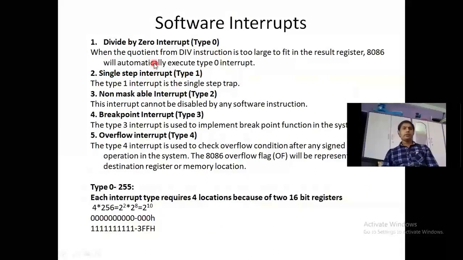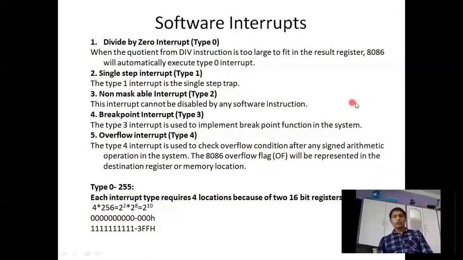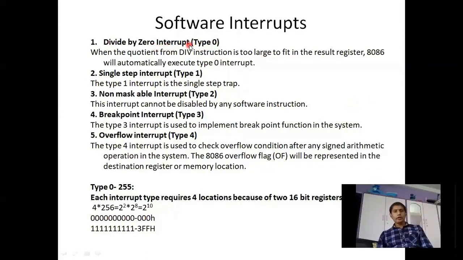Now let us see briefly some of the software interrupts. For all the interrupts, type 0 to type 255, there are some names. Let us see a few. The first one is type 0. What is the name here? The name is divide by 0 interrupt.